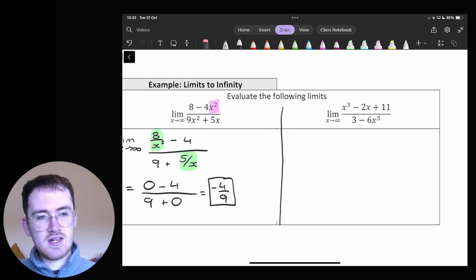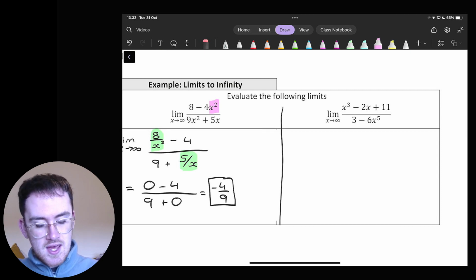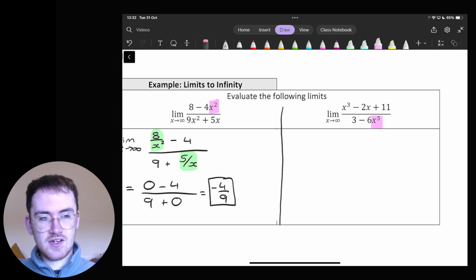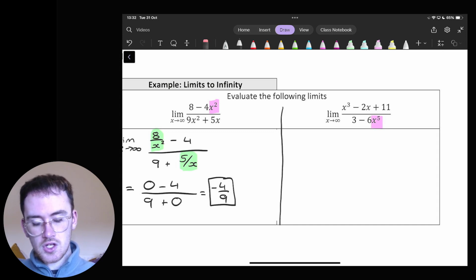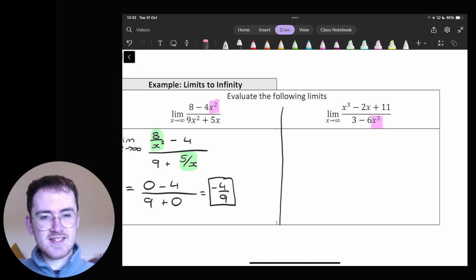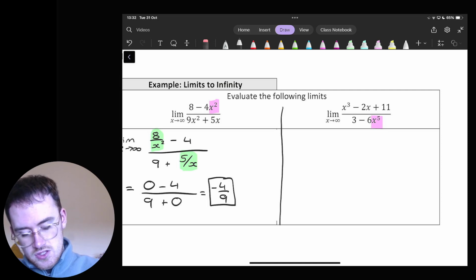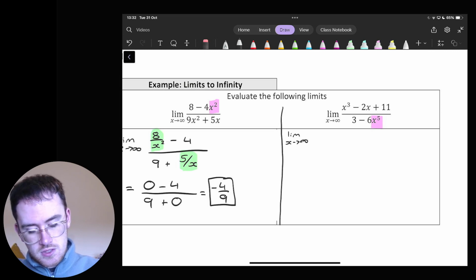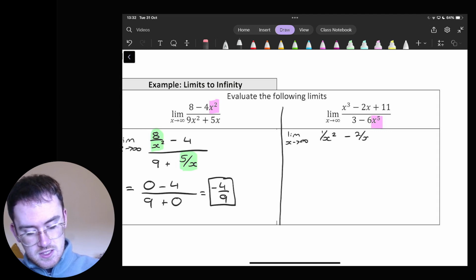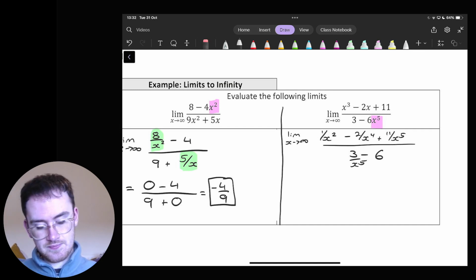Looking at this example here, the limit as x goes to infinity of this expression, we can see again that the highest power of the variable is x to the power of 5. So we're going to be dividing the numerator and the denominator by x to the power of 5. So it becomes the limit as x goes to infinity of x cubed divided by x to the power of 5 gives me 1 over x squared minus 2 over x to the power of 4 plus 11 over x to the power of 5, over 3 over x to the power of 5 minus 6.